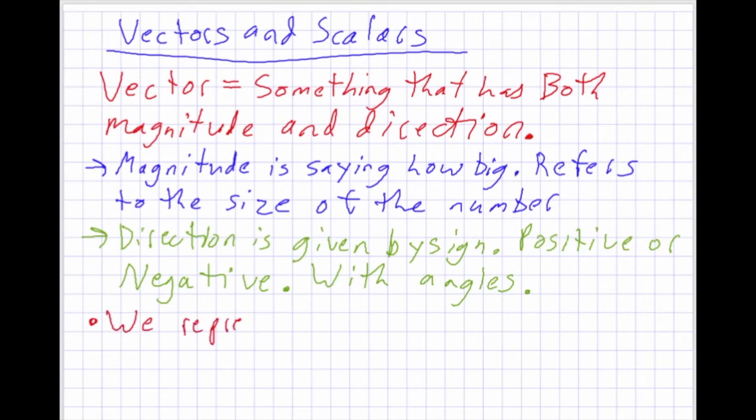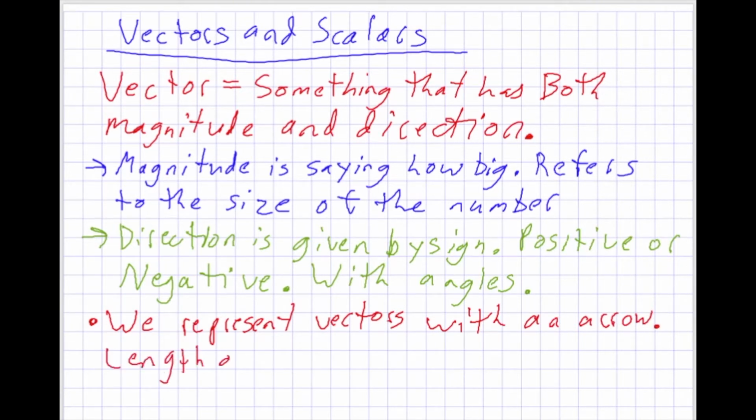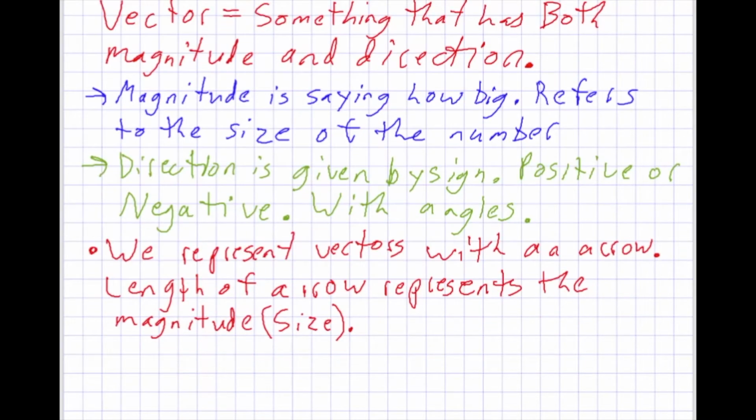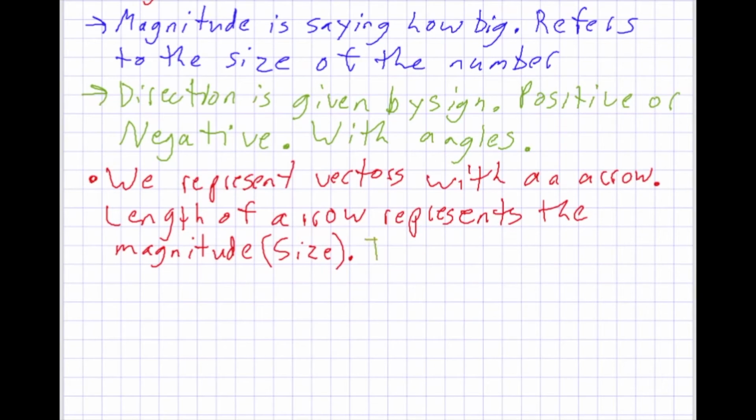We can represent vectors with an arrow. The important thing to note, though, is that every part of this arrow matters. So the length of the arrow is going to represent the magnitude. And again, when we say magnitude, we're just talking about size. Our arrow is also going to be pointed in a certain direction. And the pointing, if you will, of that arrow is just talking about the direction.